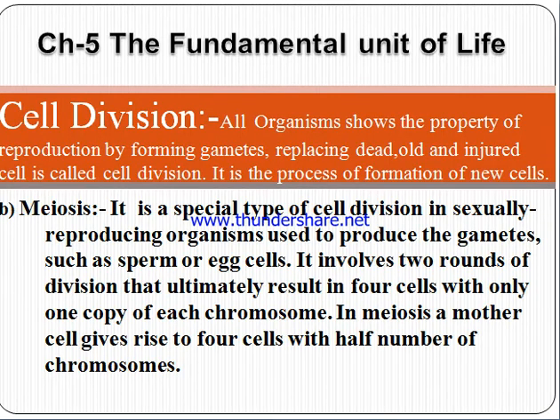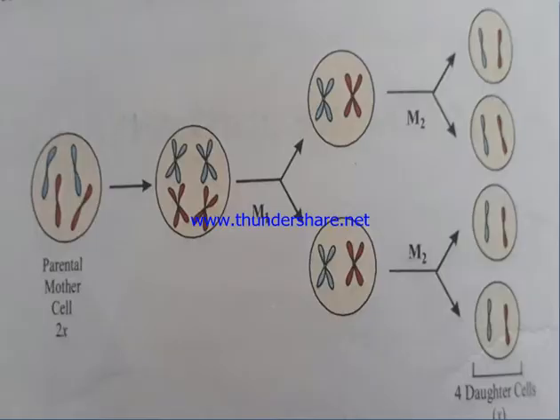Next we come to meiosis. It occurs in sexually reproducing organisms and is used to produce gametes, to produce four cells with only one copy of each chromosome. It gives rise to four cells having half the number of chromosomes. These are the daughter cells. In it they also duplicate. They divide into different categories and duplicate further. They further divide into two more parts.